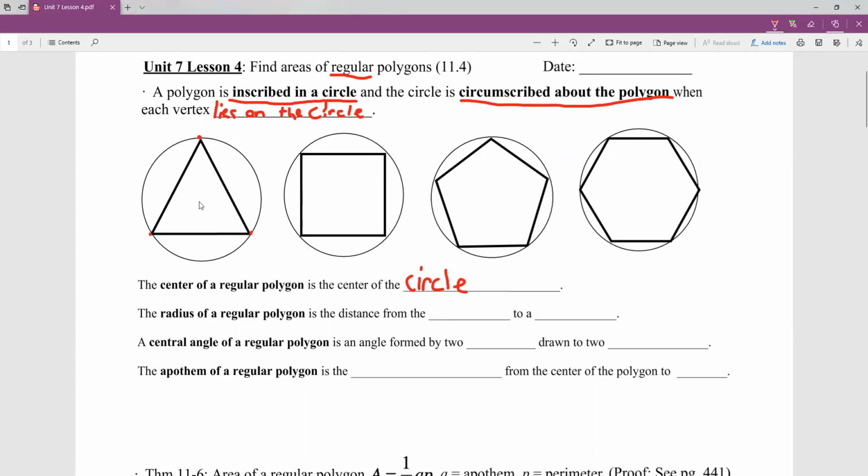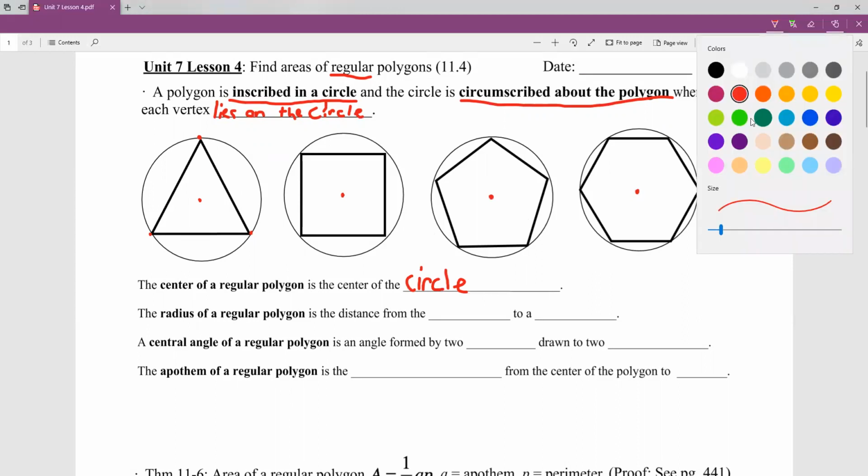In this case, the center is going to be right about there. For this square, it's right about there. For this regular pentagon, right about there. And for this regular hexagon, right about there. All of these are the center of the regular polygons, and also the center of the circle. So that's that first piece.